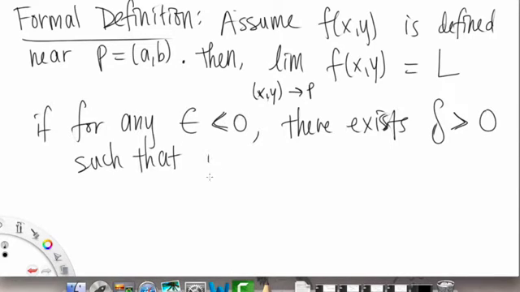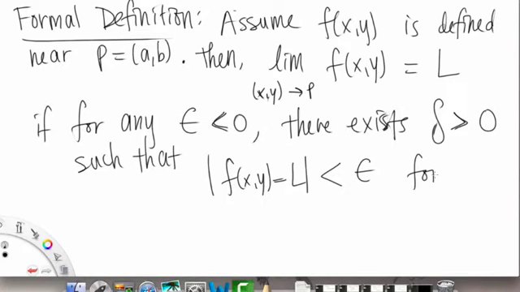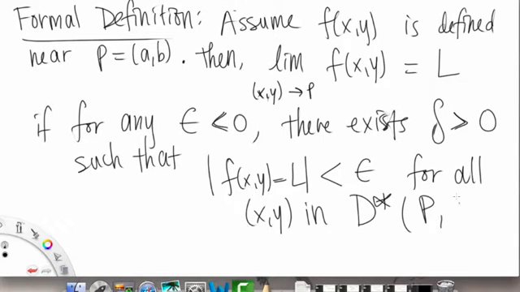the following is true: the absolute value of f of xy minus L, so the distance between the value of our function and the limit it's approaching, is less than epsilon for all xy in D, which is a disk. This one is not the epsilon, which is really confusing actually. I'll explain all of this. Sorry it's so long, but the formal definition is quite lengthy. But anyway, that is it. Basically what it's saying is that for any epsilon, let me graph this real quick first.